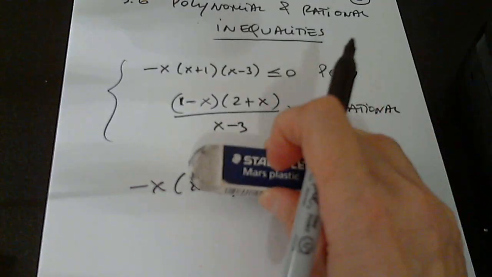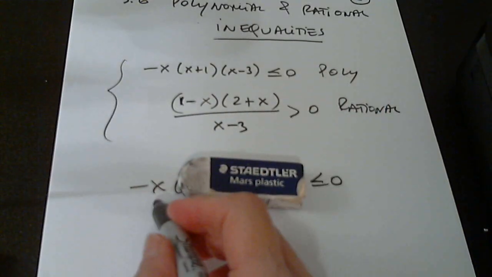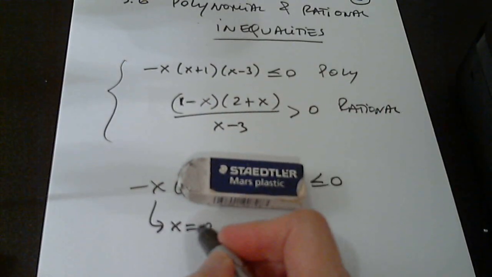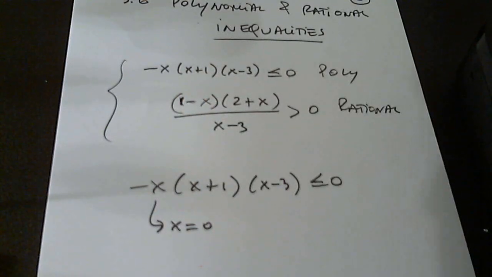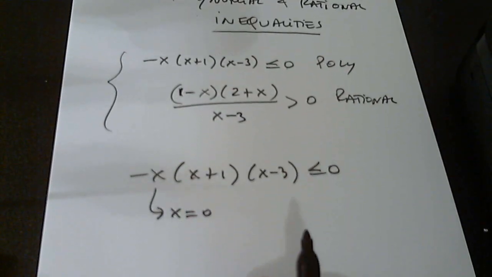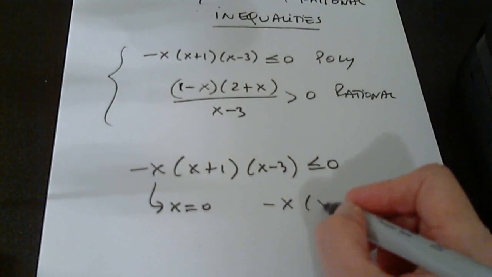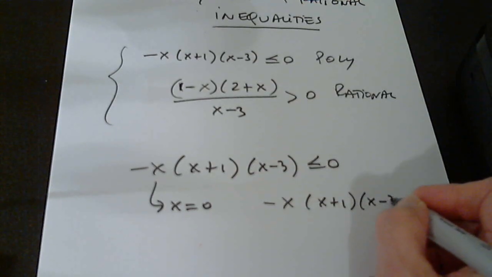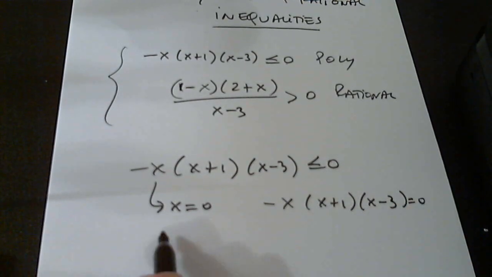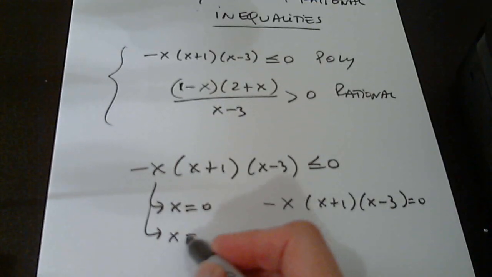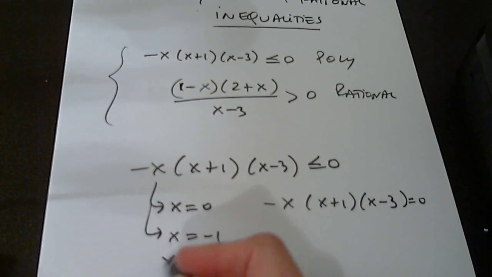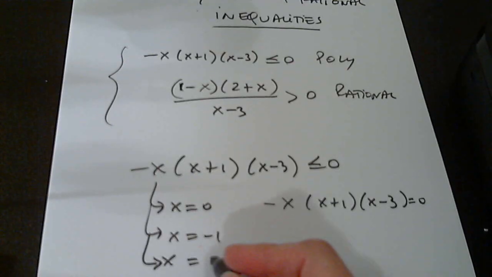So first question that I have for you, x could be 0. Maybe I should just write first the equation so you know why I'm coming up with these solutions. So if I had this equation, then I would obtain x equals 0. I would obtain x equals negative 1. And I will get another solution, which is x equals 3.